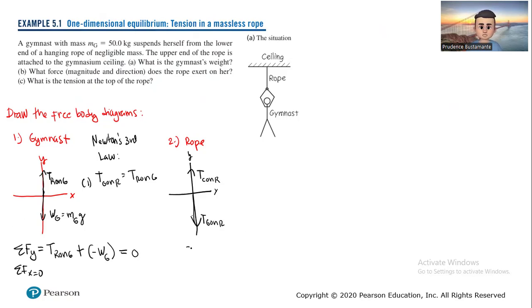Here, the summation of all the forces along x is automatically 0. This is equal to, so we have here the tension of the ceiling on the rope, which is positive because it is pointing upward, plus the negative of the tension of the gymnast on the rope. This is equal to 0, because this is in equilibrium, Newton's first law of motion.